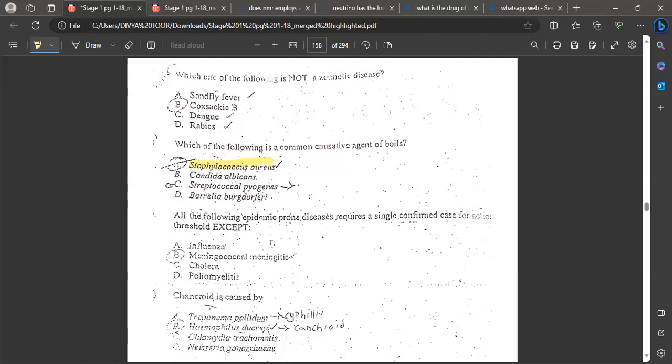Oh, okay. All the following epidemic-prone diseases require a single confirmed case for action threshold, except? What is that? Action threshold. Is that action threshold? Yeah, I think they just mean for the government to do something, like what happened for COVID.